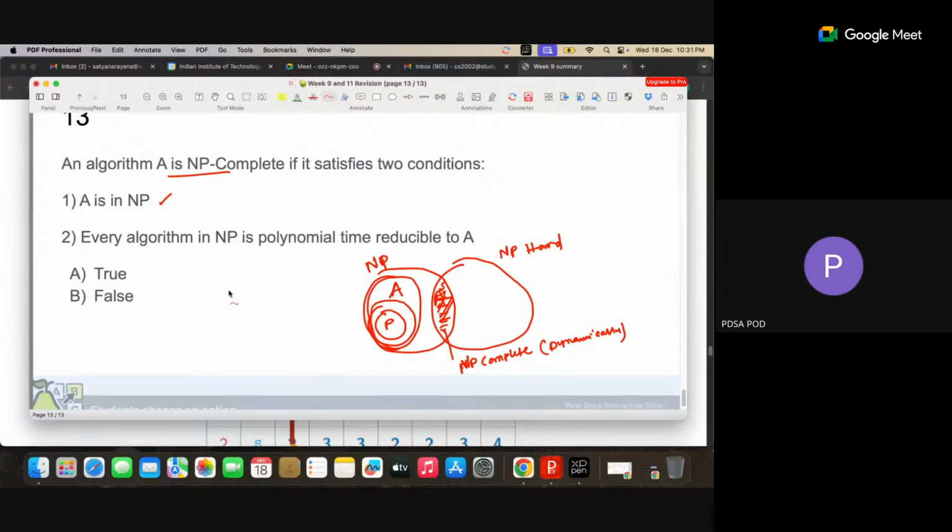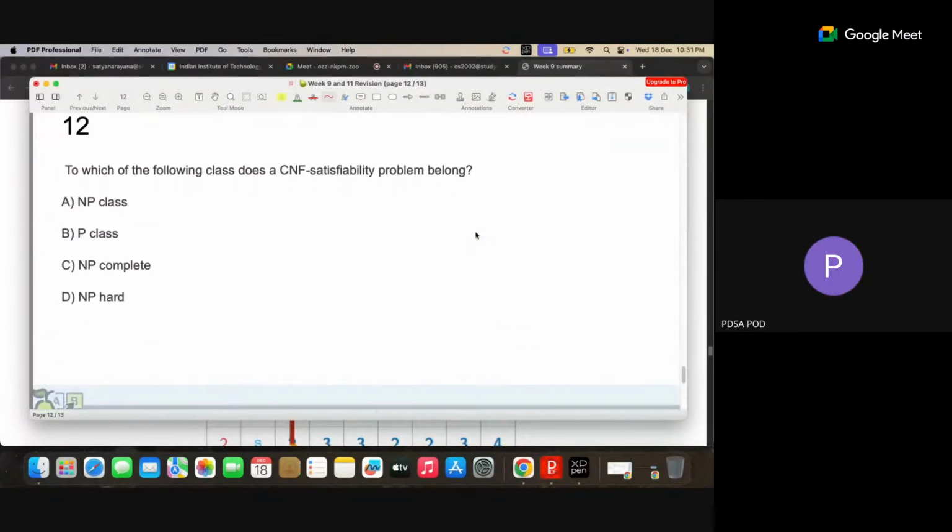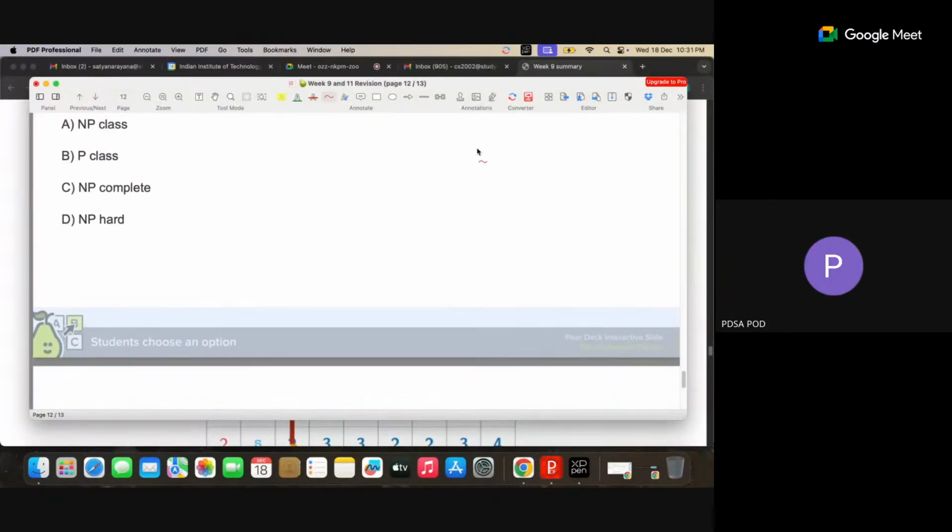One more thing I want to tell you. I'm talking about reductions, which I already mentioned. If one problem is solved, maybe some other problem is solved. Due to that problem being solved, A also can be solved. That's why every algorithm in NP is polynomial time reducible to A, which might help A become polynomial time. So that's what I said about reductions.